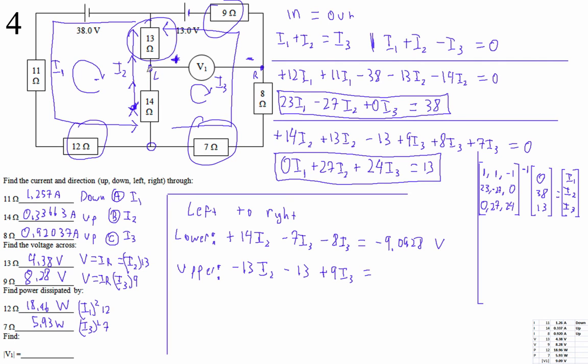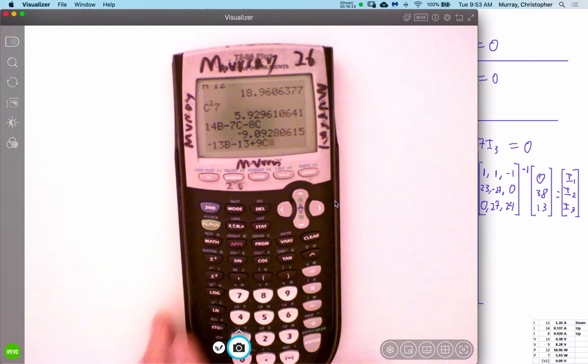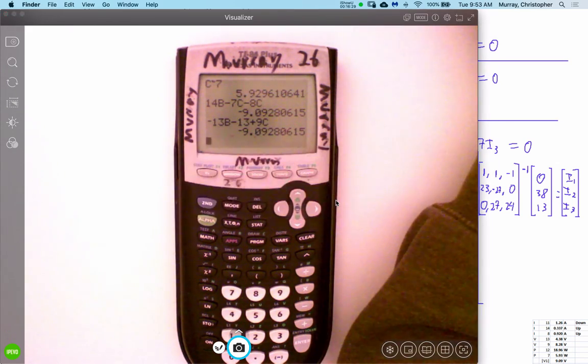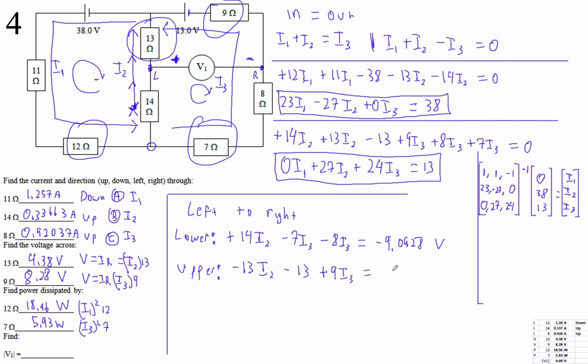Okay, so let's just double check. So downstream 13 I2, down 13, then up 9. So for me, that's negative 13 alpha B minus 13 plus 9 alpha C. There we go. We get, whoa, exactly the same thing. This is awesome. So that is negative 9.0928 volts.